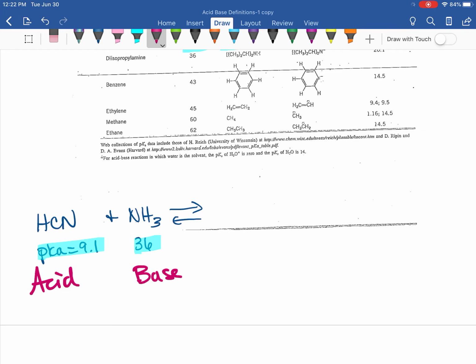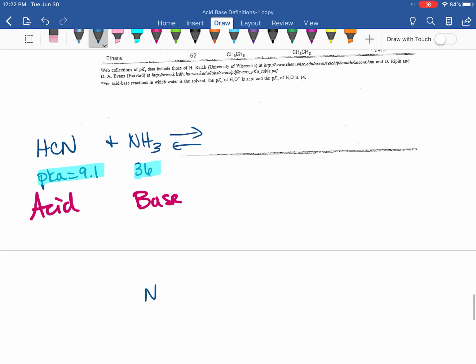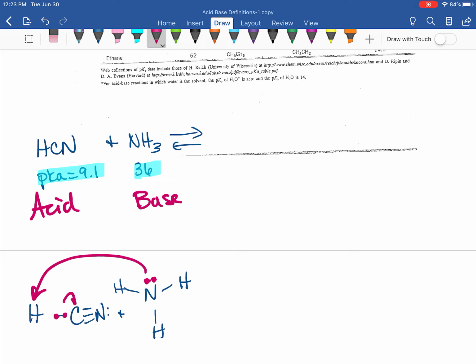Once you know which one's your acid and which one's your base, we can draw our mechanism. So let's draw out our structure. Your base has to have an available lone pair. It does. Your acid has that nice hydrogen out there and available. So how do we draw our arrows? We always go from base to acid. We go from available electrons to that hydrogen that's nice and available. And then your mechanism lets you draw the product.